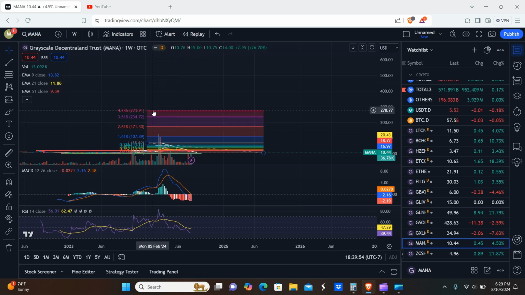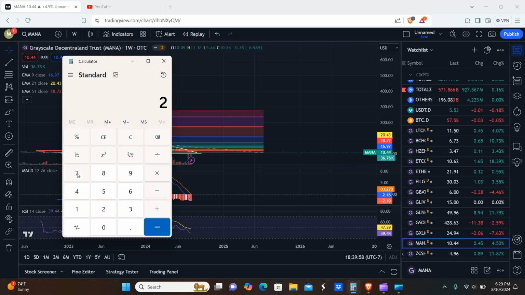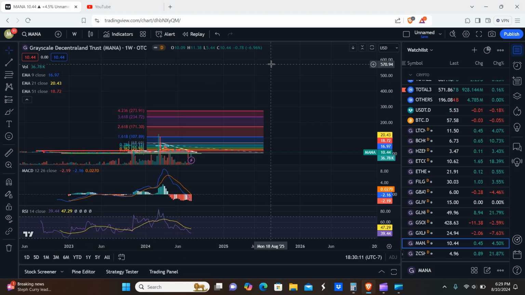So 108, 172, 237, and 275 respectively. So roughly about a 27x. So 10.4, 26x, pretty close. That's a great return. I mean, I don't know anybody that's going to be upset about that. 53K.